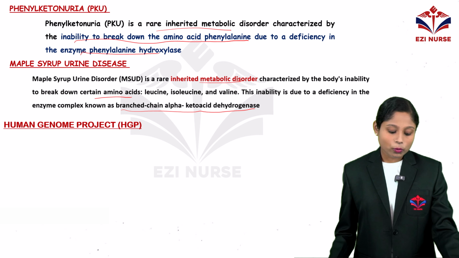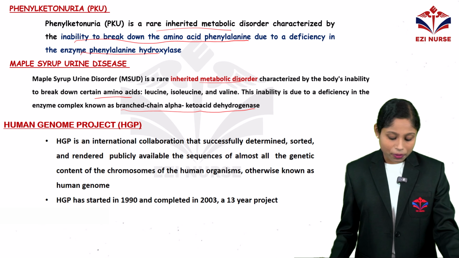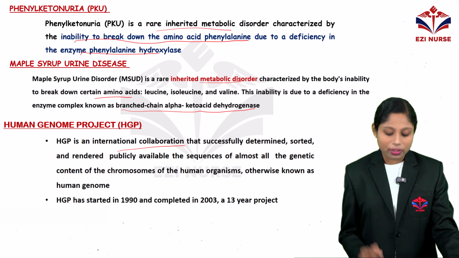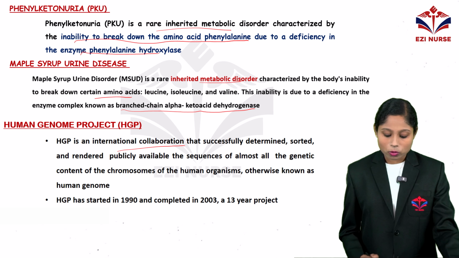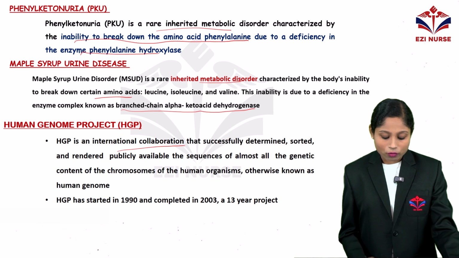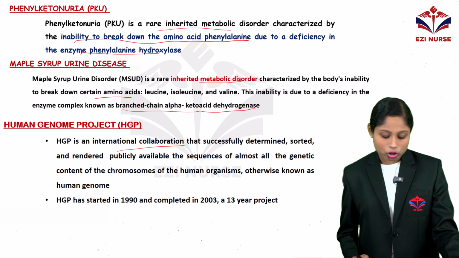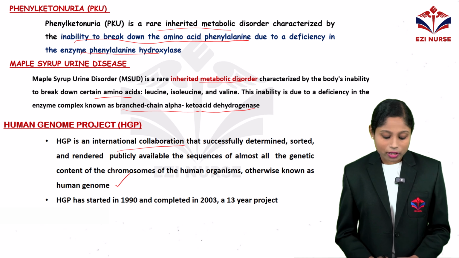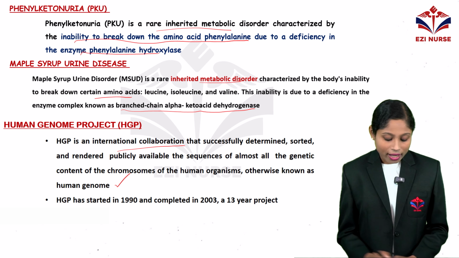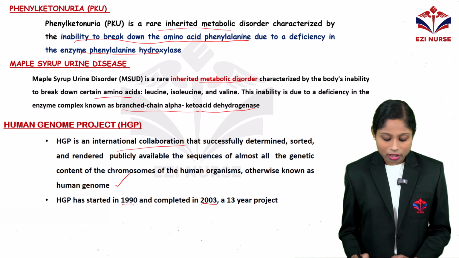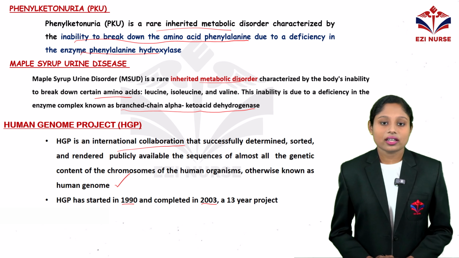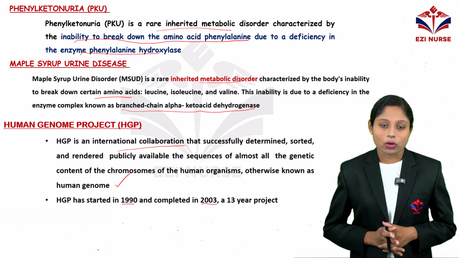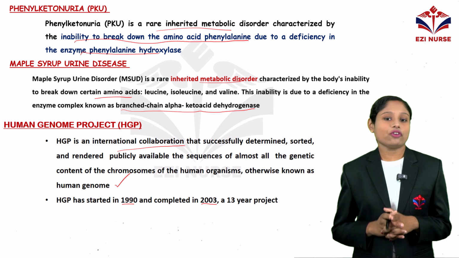Yes. Now we will move to the Human Genome Project, HGP. It's an international collaboration that successfully determined, sorted and rendered publicly available almost all the genetic content of the chromosomes of human origin, otherwise known as the human genome. HGP started in 1990 and was completed in 2003. It's a 13-year project. It's also very important, so don't forget while studying, focus.